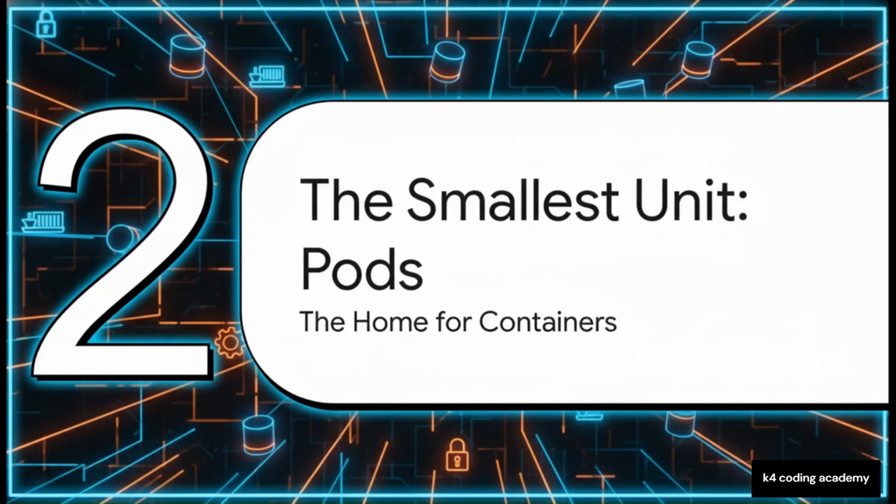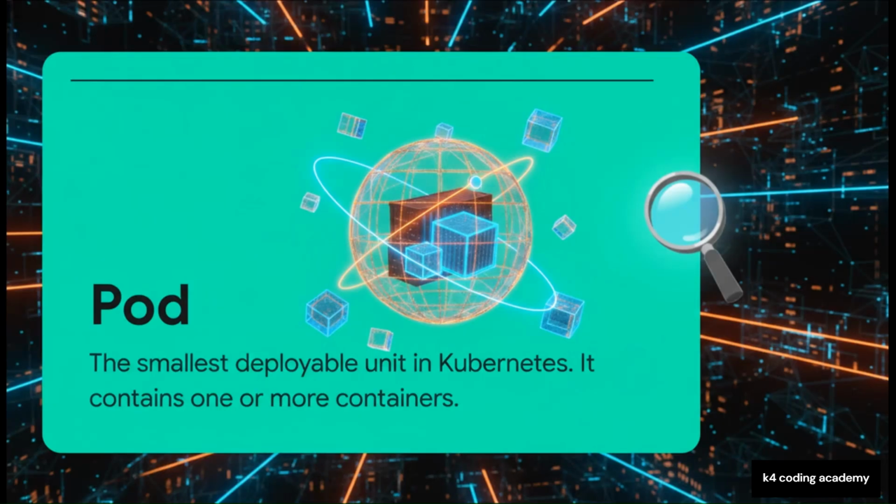Okay, so to really get how Kubernetes works its magic, we have to start small. I mean, with the most basic, fundamental building block of the entire system, the pod. A pod is literally the smallest thing you can create and manage in Kubernetes. And here's the best way to think about it. A pod isn't the container itself, but it's like a little wrapper that holds one or more containers. This wrapper is the basic unit that Kubernetes actually works with.